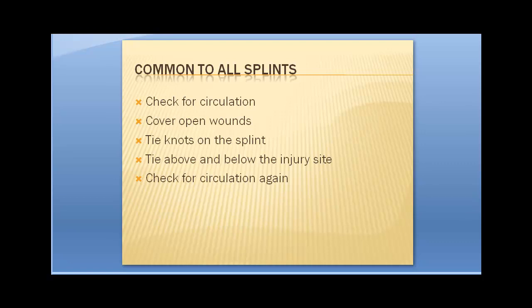So let's say I've broken my tibia right in the middle. I'd want the knots to be up near my knee and down near my ankle. I wouldn't want to tie off any type of splint directly near that injury site. I could cause an open fracture and I could cause discomfort. So I'd want those knots above and below the injury site.